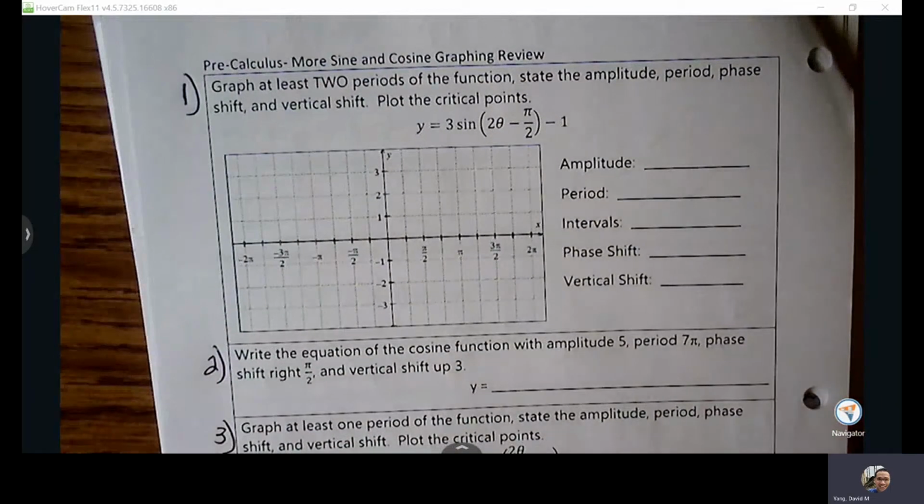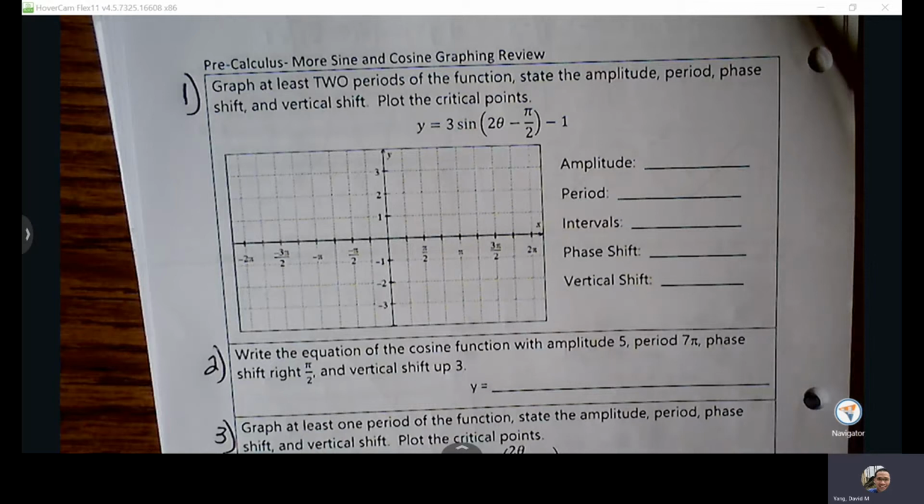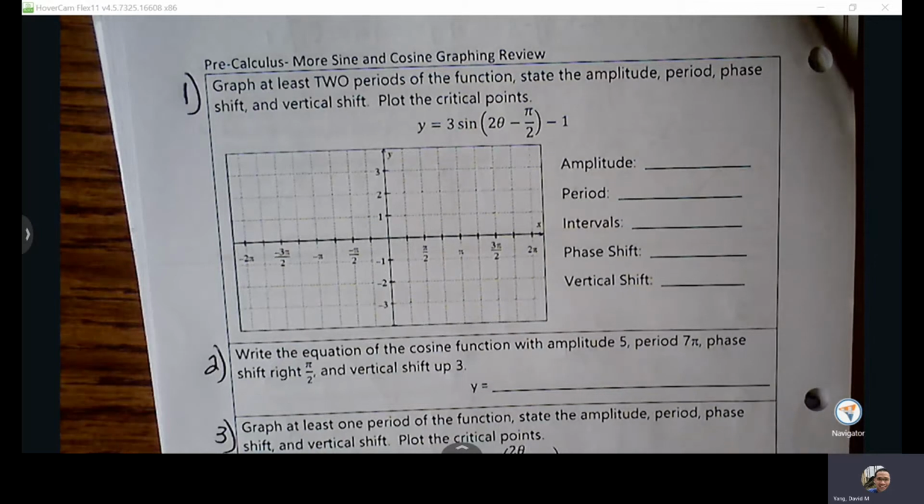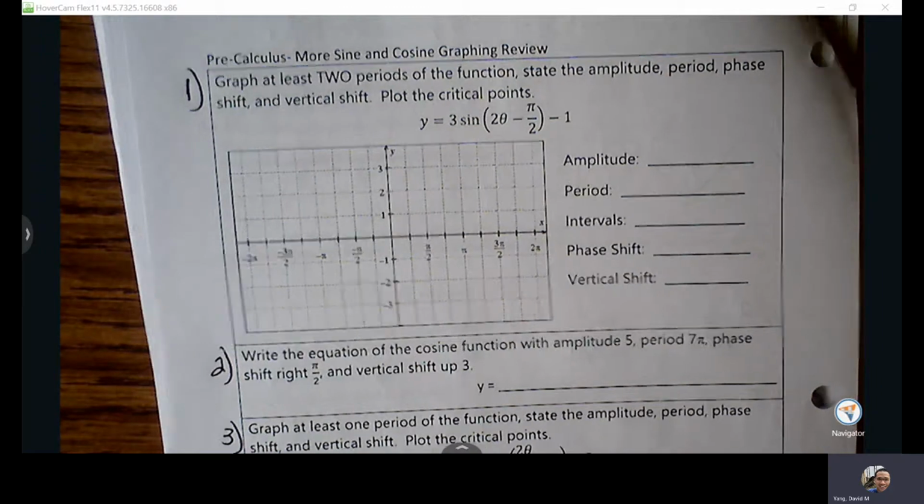Okay. First things first, try to rewrite that function with that 2 pulled out so that we can get that phase shift to be correct in terms of interpreting it. After you guys had a chance to try it, I'll show the progress, show the work.